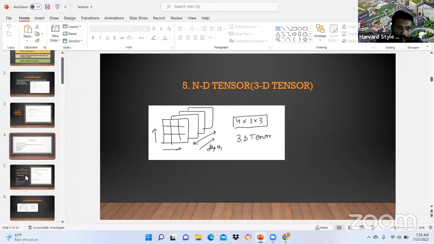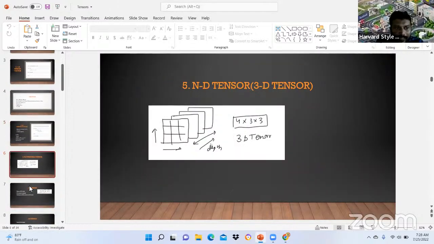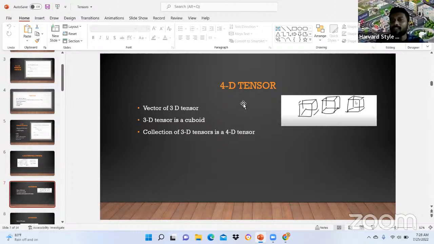The next thing we'll consider is the 4D tensor. Now, guys, again come to the beginning. Collection of scalars is a vector. Collection of vectors is a matrix. Collection of matrices is a 3D tensor or cuboid. Now, 4D tensor means what? Collection of cuboids, guys. Now you can say this is the first cuboid, the second cuboid, and the third cuboid. If you arrange them this way, we will call it a 4D tensor.